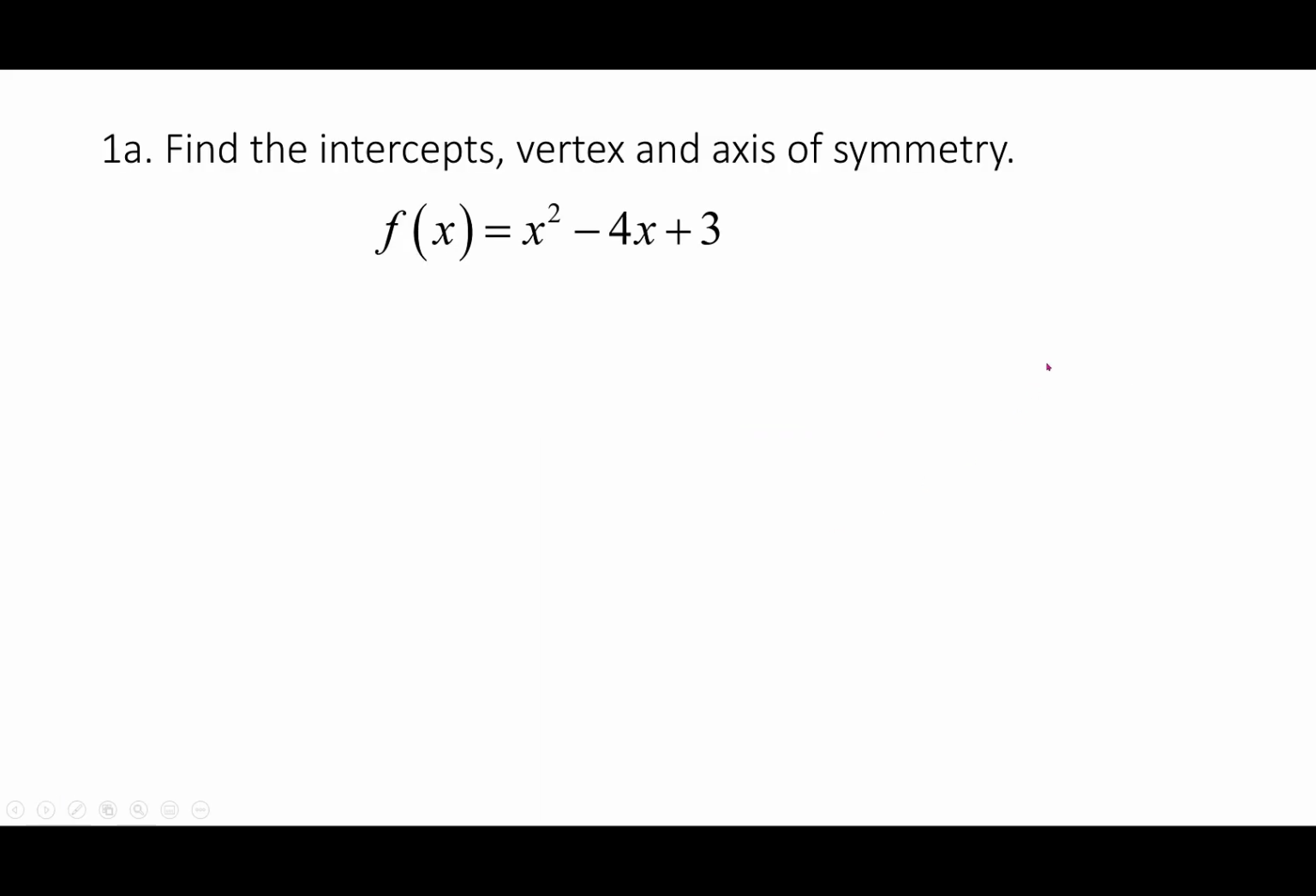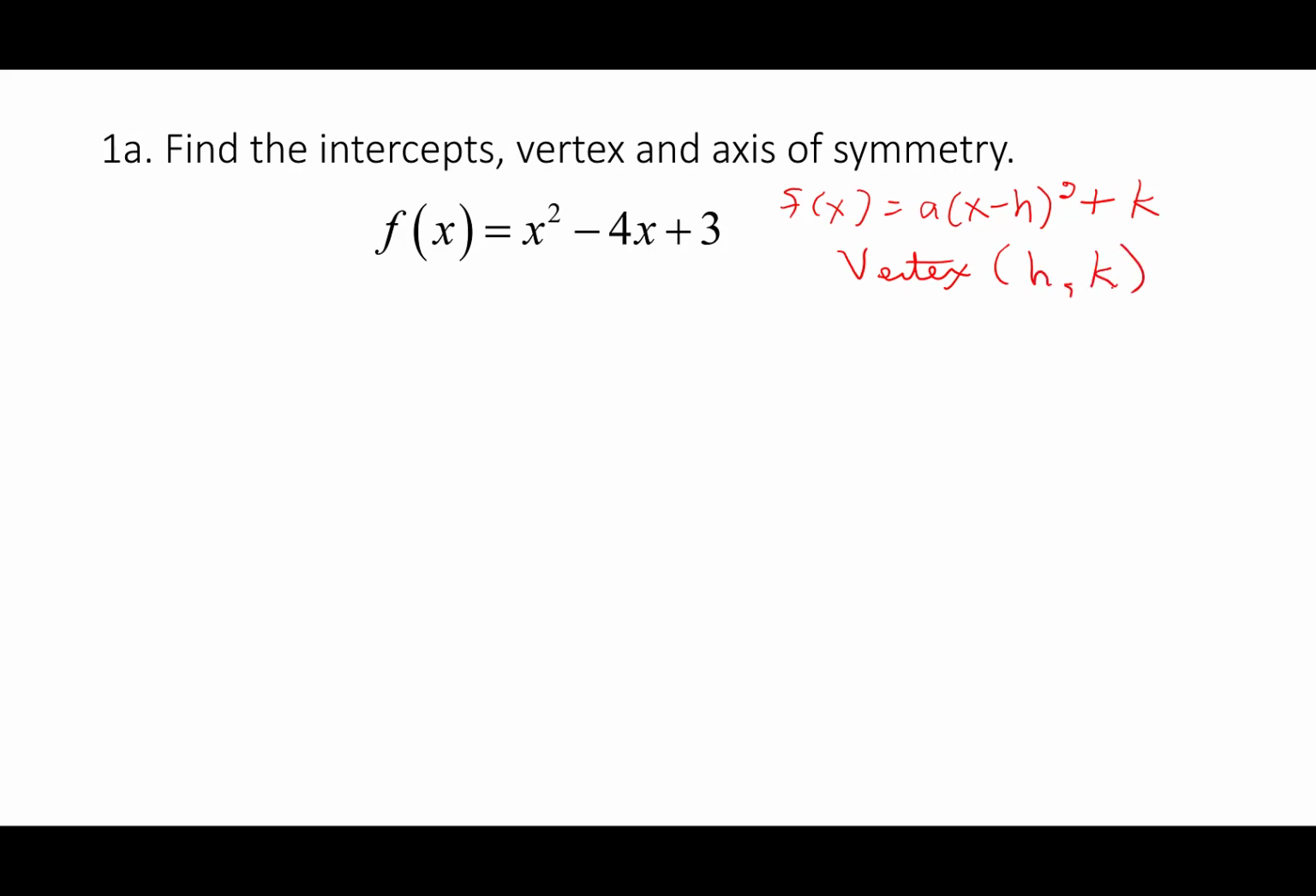All right. First of all, we want to find the intercepts, vertex, and axis of symmetry for this quadratic function, f of x equals x squared minus 4x plus 3. To start with, let's remember, if we can put this function into standard form, it would look like f of x equals a times x minus h squared plus k. And if we can get it into this form, then the vertex would be (h, k).